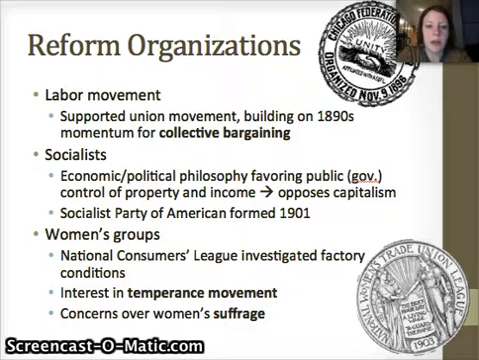Socialism we've talked about a little bit. Just to remind you, it's an economic and political philosophy that favors public control of property and income. And when we say public, we mean government. It's opposed to capitalism in that way, where capitalism believes that property and income should really be privately controlled by individuals. The Socialist Party of America, oops, that says American, it should say America, forms for the first time in 1901 and will stick around and become a force at various points of our history ever since that time.